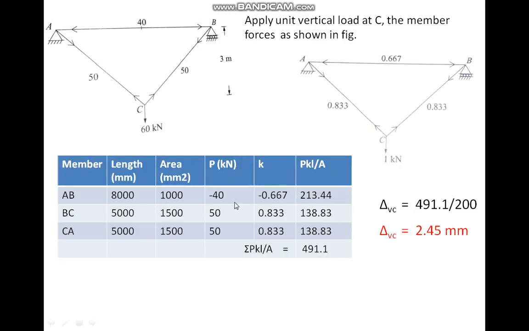If the same problem asks for both horizontal and vertical deflection, you only insert two more columns. Here PK is there and PKL by A gives the vertical. In the same way, you write PK dash L by A. You apply 1 kilonewton in the horizontal direction, then again find the force on the members. That gives the horizontal deflection.